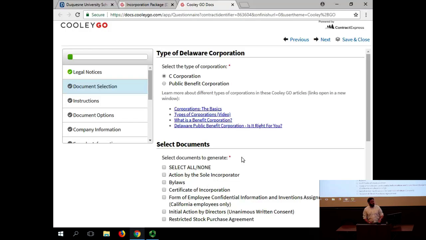So at the onset, we have this interesting fundamental question, type of corporation, and it gives us two choices, a C corporation or a public benefit corporation. So my first question is, what's the difference between a C corporation and a public benefit corporation? If we check the box public benefit corporation, what does that change from a technical standpoint? And what does that change from an operational standpoint, a more global general standpoint?